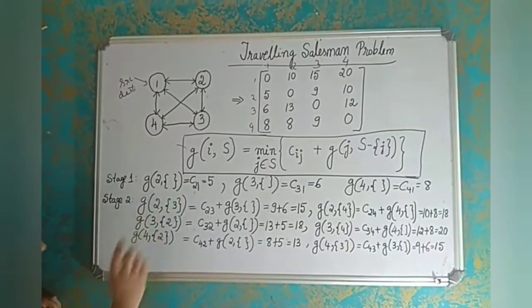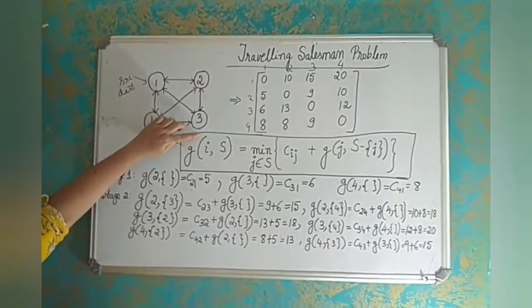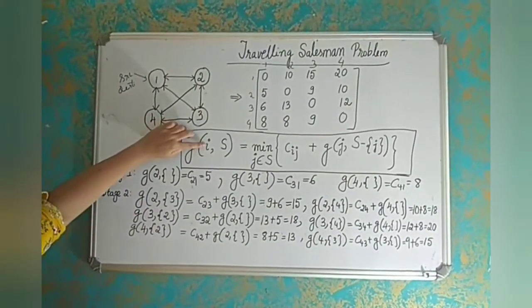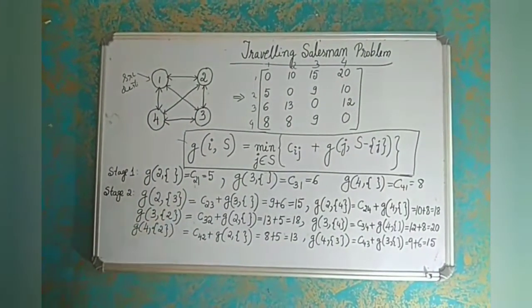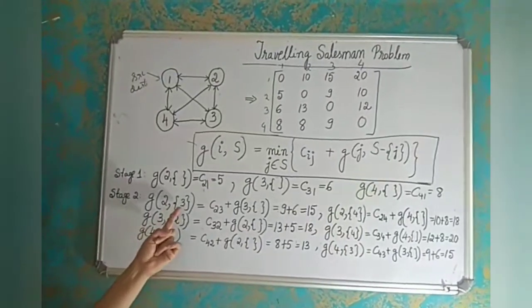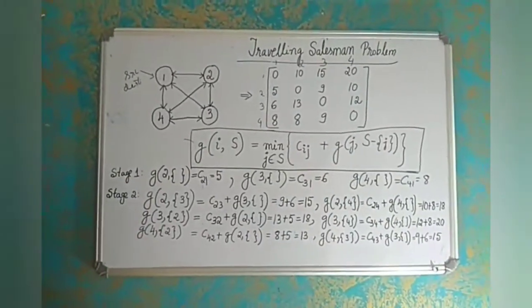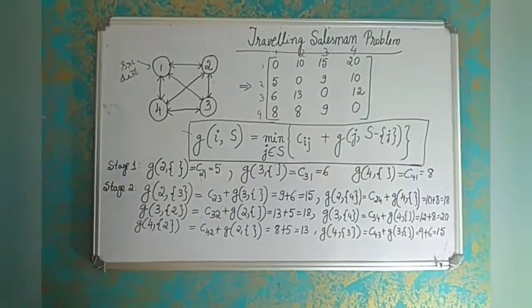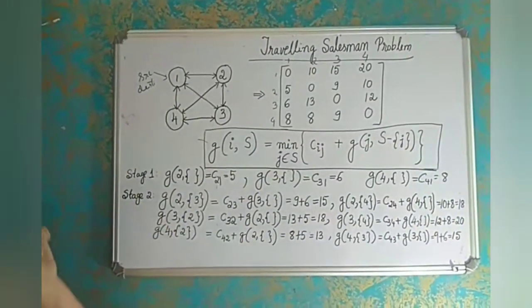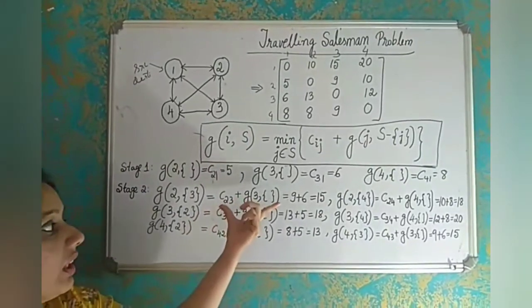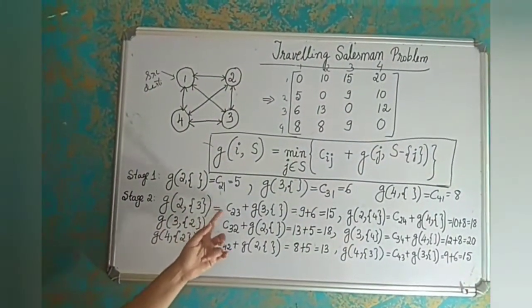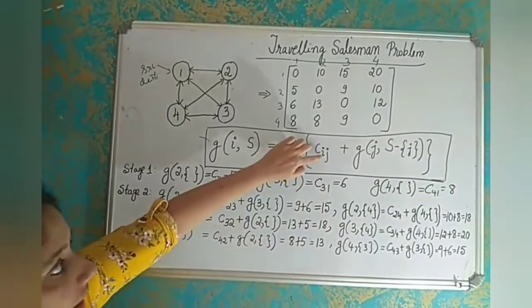In order to find this, we will use the formula. In the formula, G of I comma S, in the S we have got only one vertex, that is 3, is equal to minimum of. So anyway, minimum doesn't come into the picture here. Why? Because in the set we have got only one vertex, so we'll be having only one value. So minimum is not required. If you want, you can write minimum of Cij.